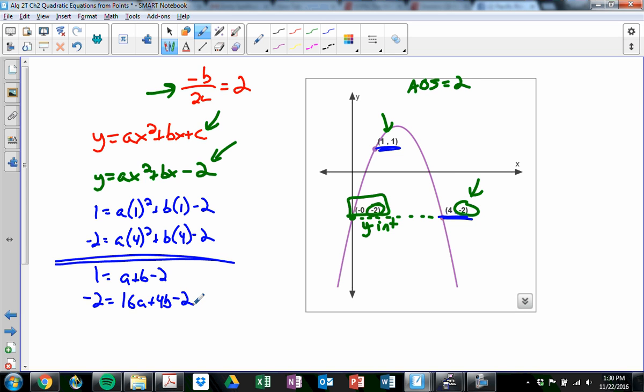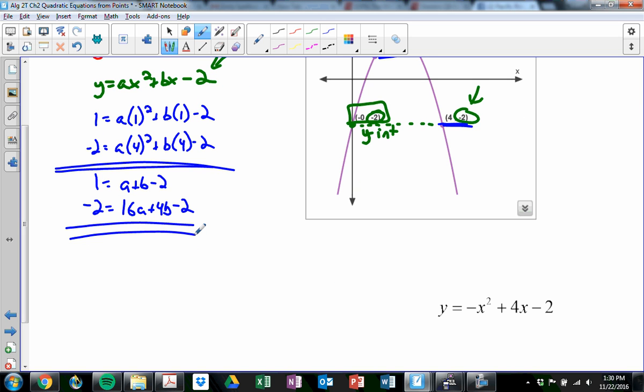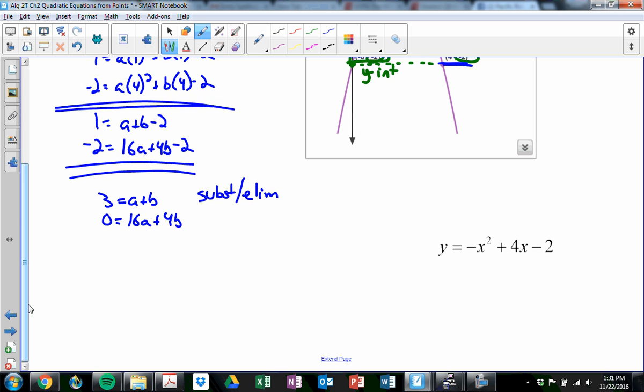I can add the 2's to both sides to get 3 equals a plus b and 0 equals 16a plus 4b, and then solve this using substitution or elimination. It's a system of equations now, with two variables, two unknowns, two equations. So if I work through that, if I substitute, 3 minus a equals b is coming from this equation. Take this and plug it in for b.